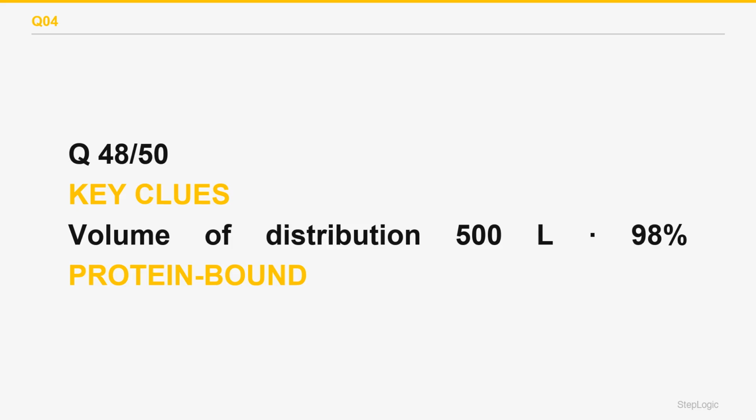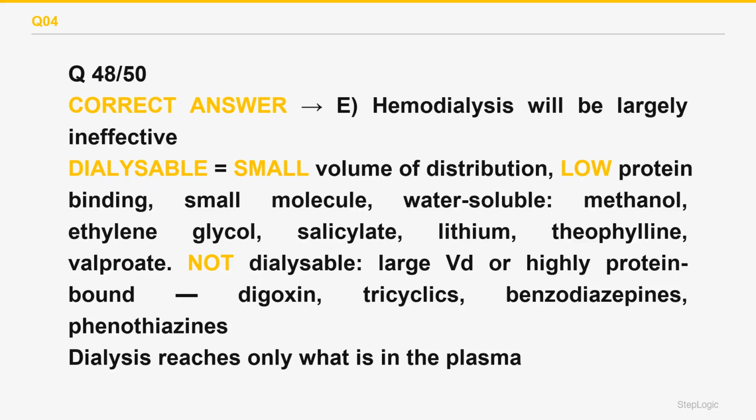Dialysis removes drug from plasma, so it can only work when a meaningful fraction of the drug is in the plasma and free. A large volume of distribution means the drug has left the circulation and is sequestered in tissue. 500 liters far exceeds total body water, so almost none remains in plasma to be removed. High protein binding compounds the problem because bound drug does not cross the dialysis membrane. Both parameters here point the same way, so dialysis is largely ineffective.